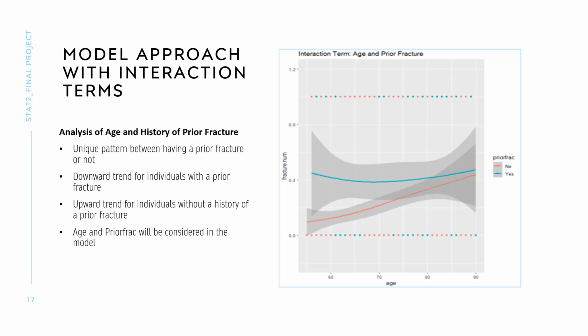Now we will set the foundations for building our complex model using interaction terms. The visual information suggests that there's evidence of an interaction term between age and prior fract because they are not trending in the same direction. There's a downward trend in the case of prior fract equals yes. However, there's an upward trend in case of prior fract equals no. So, for these reasons, we will take into consideration age and prior fract as interaction terms in our complex model.